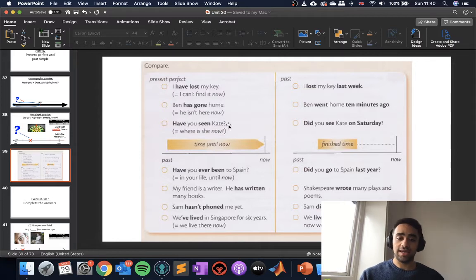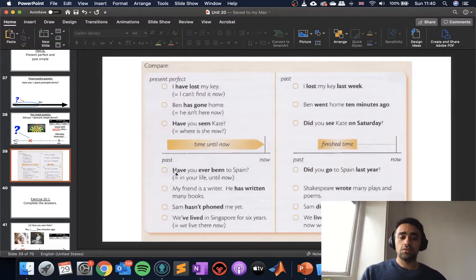Have you seen Kate? Where's Kate now? So I'm asking generally, in the past, I don't know when. In general, have you seen her? Where's she now? I'm looking for her. But if I'm asking about the past, did you see Kate on Saturday? So basically, I'm asking specifically. I want to know if you saw her on Saturday. I want to ask if you saw her 2 days ago.